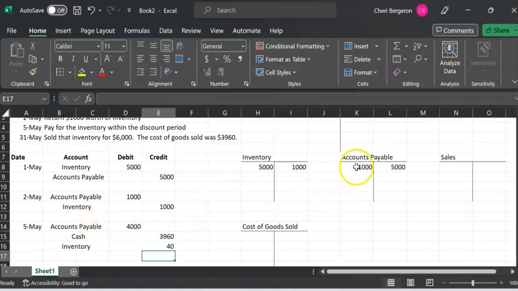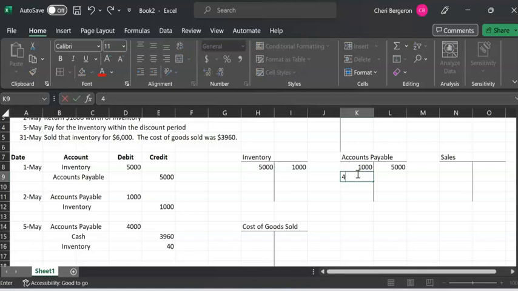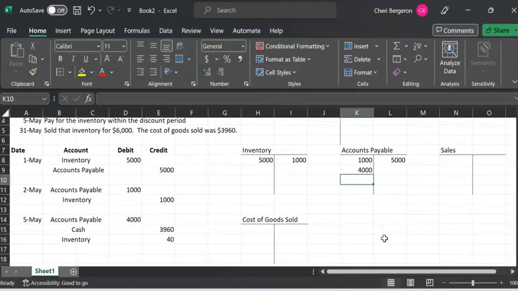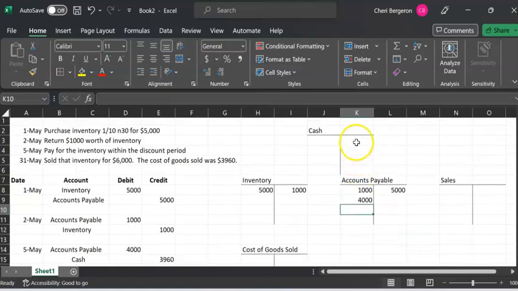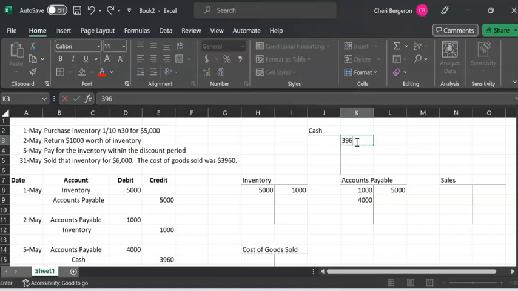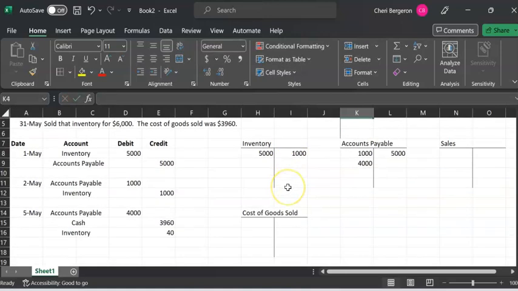Accounts payable got debited for $4,000. Cash, I paid out $3,960. I can't really look at the balance because I don't have my previous numbers in there since I made up this problem. And inventory got credited for $40.